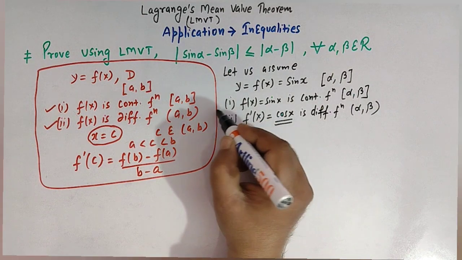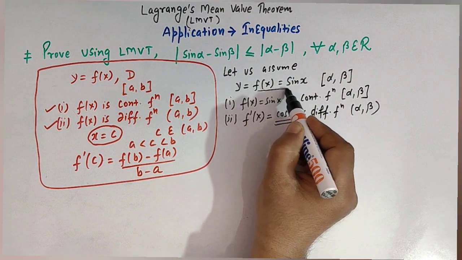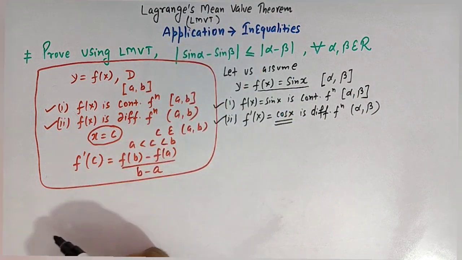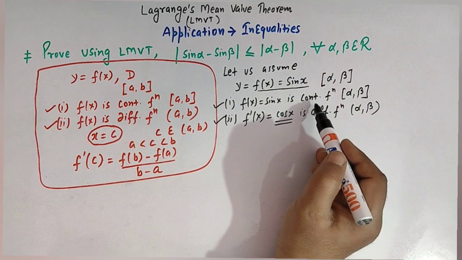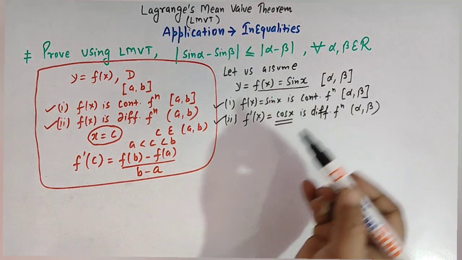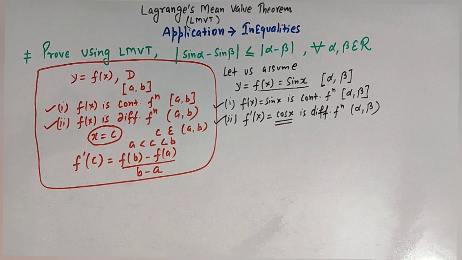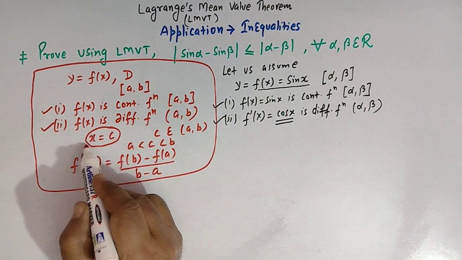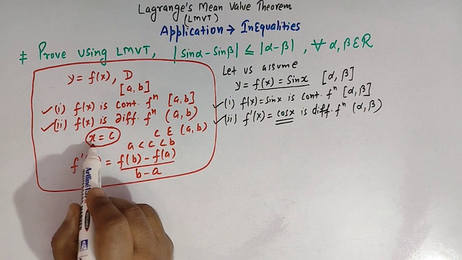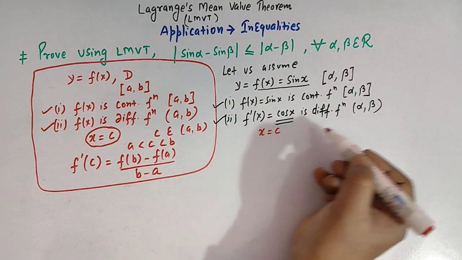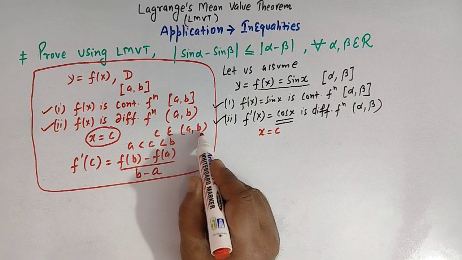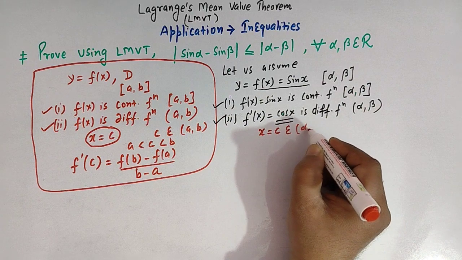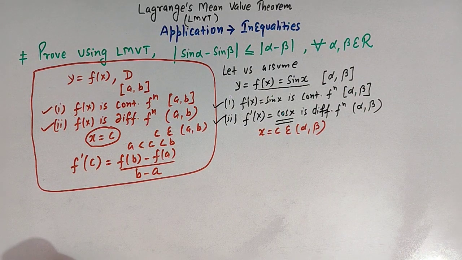right? So here this function f of x is equal to sine x satisfies both the conditions of Lagrange's mean value theorem. So sine x is a continuous function and it is also a differentiable function. So now Lagrange's mean value theorem says that there must exist some point, that is x is equal to c, which belongs to this interval, that is a comma b. Here we have alpha comma beta, right? So c belongs to the interval alpha comma beta, right?